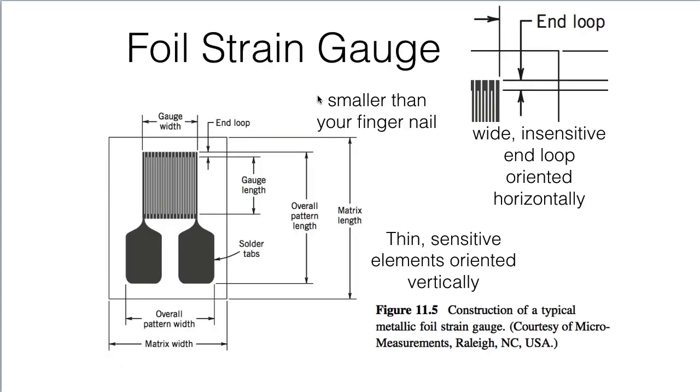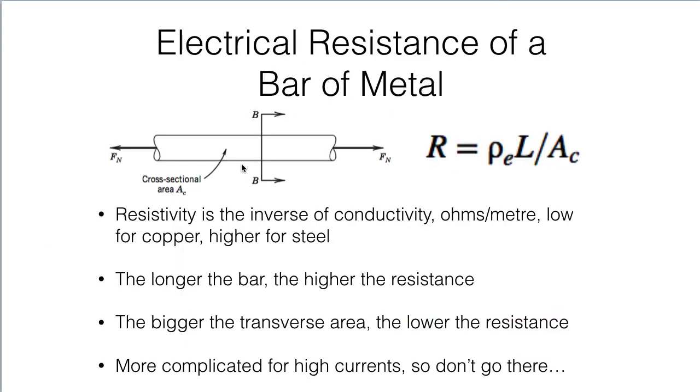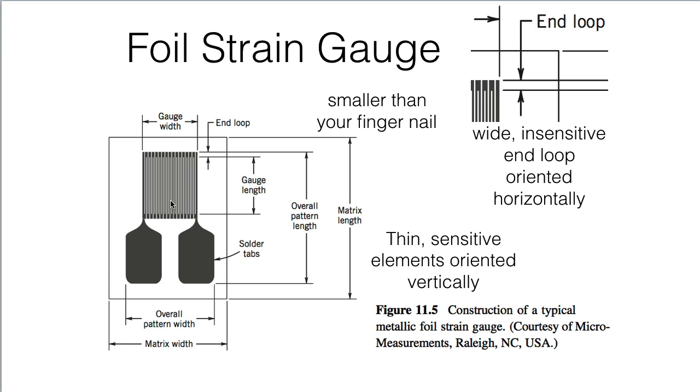And what we'll do that with is a foil strain gauge. And you looked at one last week. If you looked closely, you would have seen two fairly large tabs here for wires to connect to so that we could put it into a circuit. And then some little tiny lines going back and forth. These are the resistance elements. These are the bars. This electrical resistance of a bar of metal, these are like a bunch of tiny little bars that we're going to stretch in this direction. So we're going to have these thin sensitive elements that are oriented vertically.